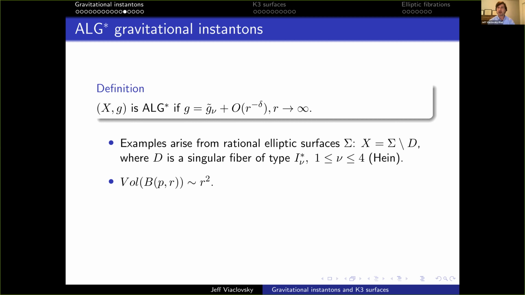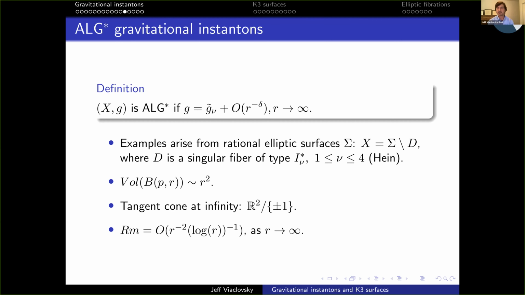The volume of a ball of radius r is quadratic, just like in the ALG case. The tangent cone at infinity, remember we took this Z2 quotient in the conical direction, is R2 mod plus minus 1. And it has an interesting curvature decay property. The curvature tensor decays like inverse quadratic, but times 1 over log r. So it's not strictly better than quadratic, so it does not fall under the classification of Chen-Chen. By the way, Chen-Chen is Gao Chen and Xiuxiong Chen. I forgot to say that earlier.